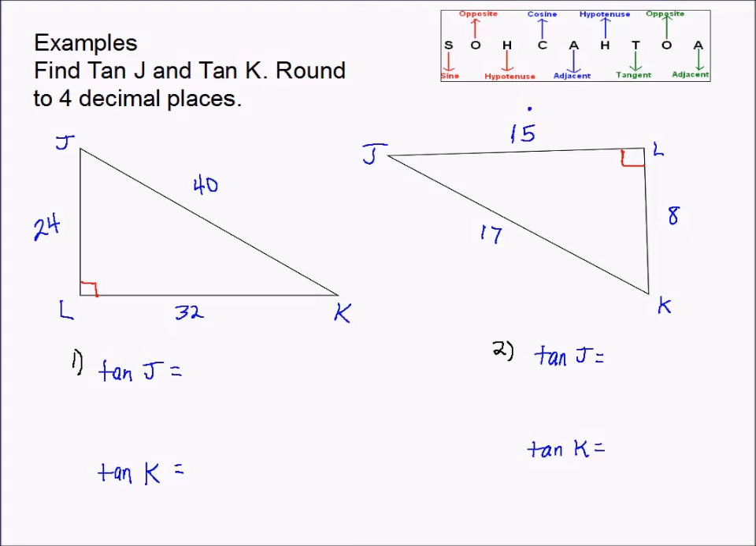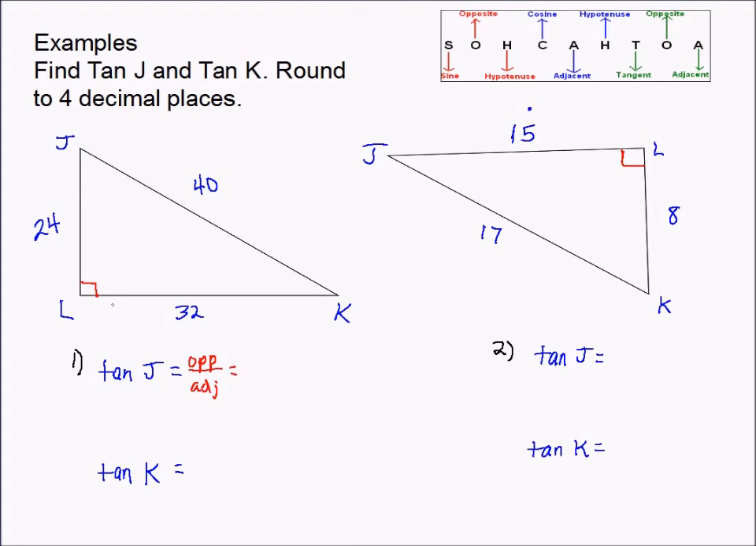I haven't done this before, so I'm going to go ahead and start punching numbers in when I need to. When I'm talking about tangent J and tangent K, I want to set up a fraction based on angle J and then based on angle K. And then I want to round to 4 decimal places. So tangent, remember, is the opposite divided by the adjacent. So let's put opposite divided by adjacent.